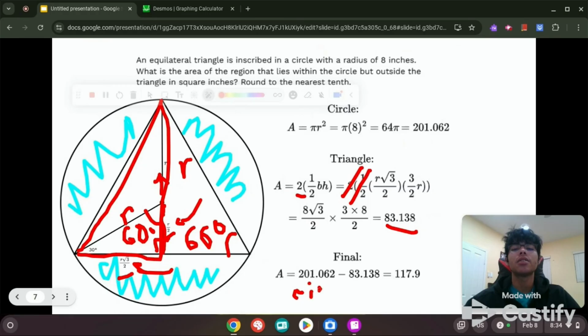This is the circle, and this is the triangle. Let's put T. And then we get 117.9 for this question.